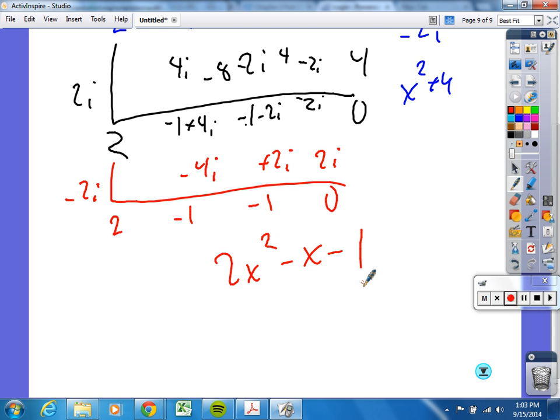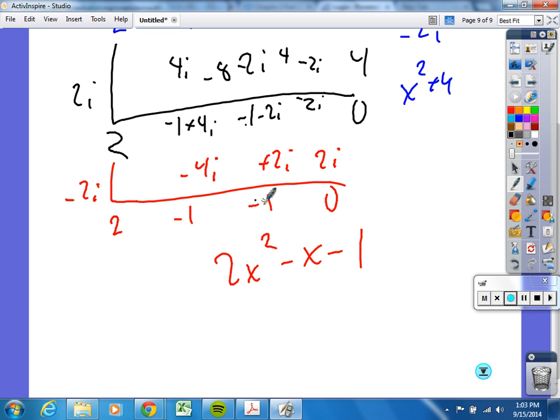Yes, ma'am? Would it have mattered if you did negative 2i first? Nope. Obviously the coefficients in between would have been different, but in the end you're going to still get the same result. Yep. Did I see another hand somewhere?